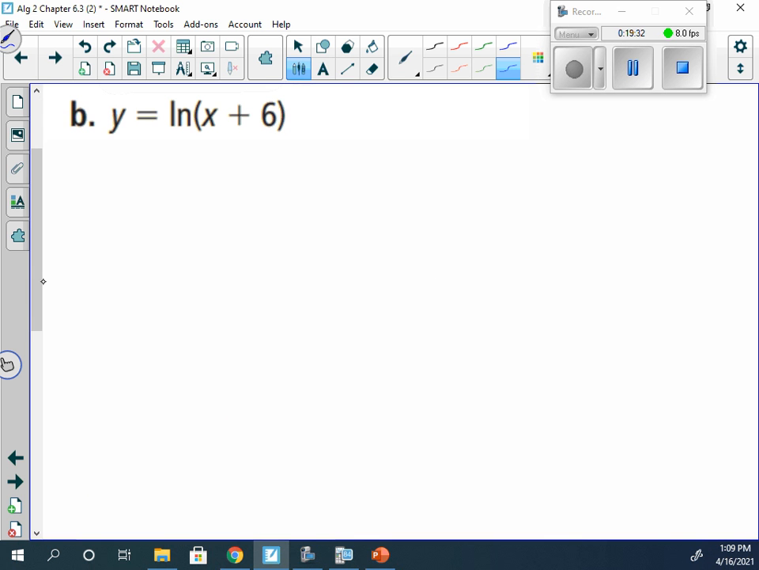All right. So the other one we have is y equals the natural log of x plus 6. Well, luckily we don't have to rewrite f of x as y. We can go on and just switch x and y. So we have x is equal to ln of y plus 6. Now what can we do next? Right, we're putting both sides to the e power. So we have e to the x is equal to e to the natural log of y plus 6.